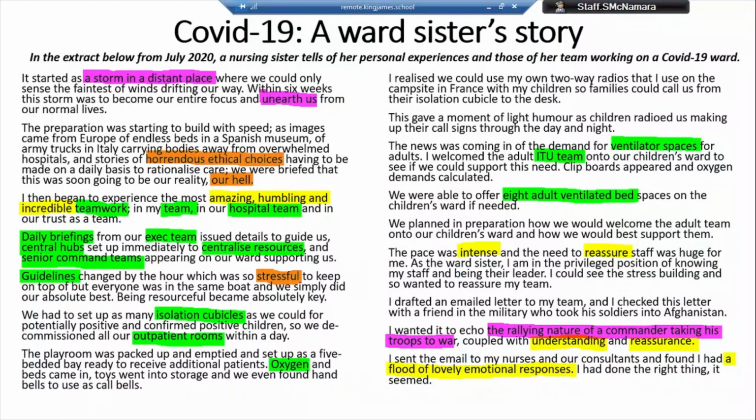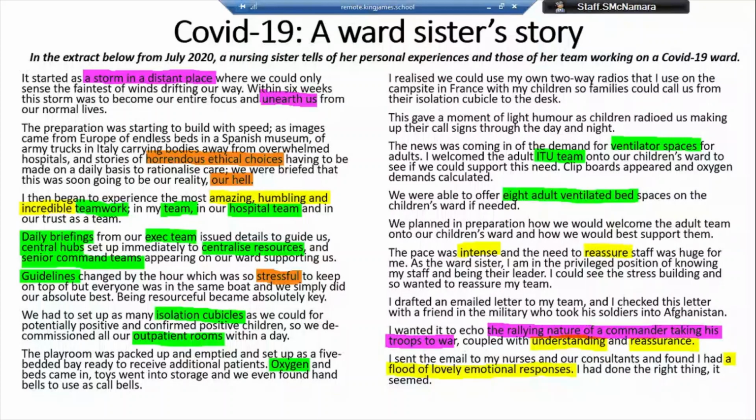The difference, I think, though, is in the other language that's in this particular text. So we have in the purple highlighting 2 examples of language that could be considered figurative. So the first one, the metaphor, a storm in a distant place unearthers.